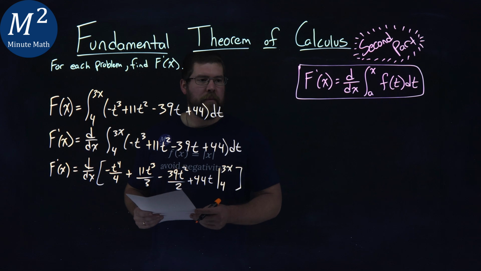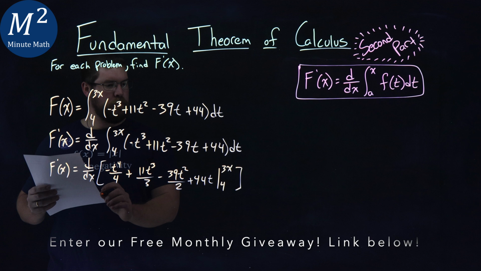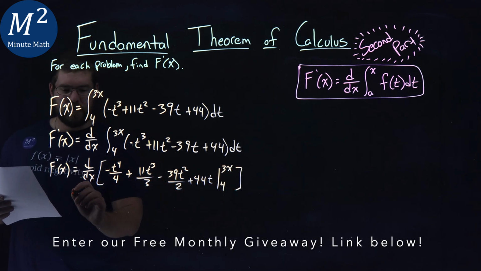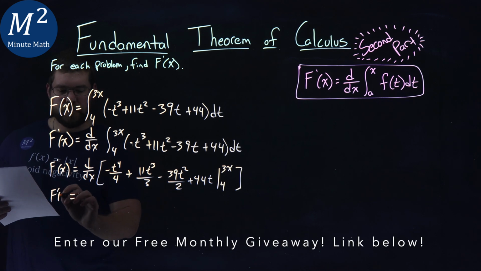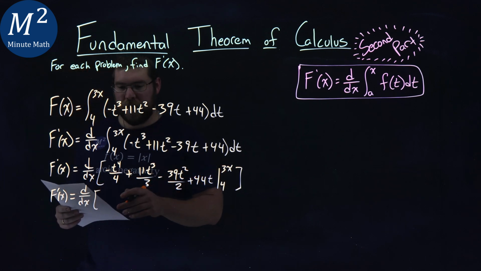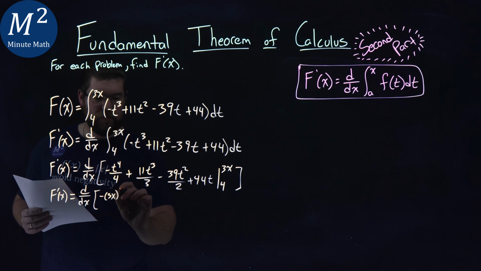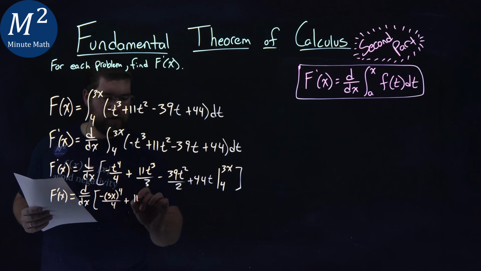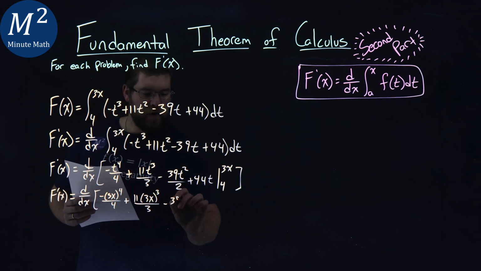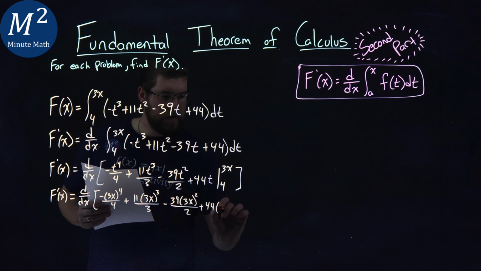Okay. So let me write that down here and make sure there's enough room. Now what we want to do is plug in 3x and 4 into my function here. So f prime of x is still equal to d over dx. We're going to plug in 3x first for t, so all of our t values get a 3x. So negative 3x to the fourth over 4 plus 11 times 3x to the third over 3 minus 39 times 3x, again for t squared, over 2 plus 44 times 3x.